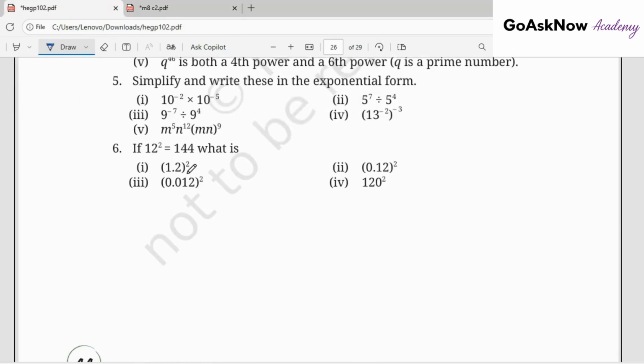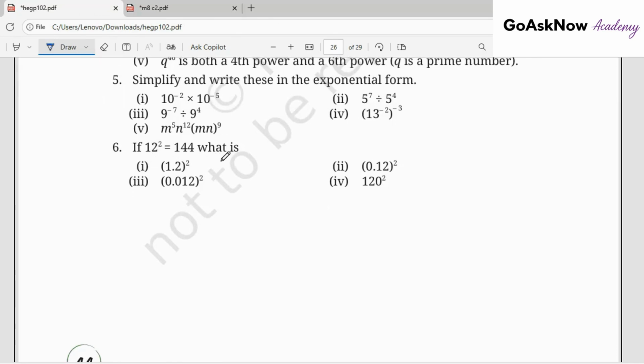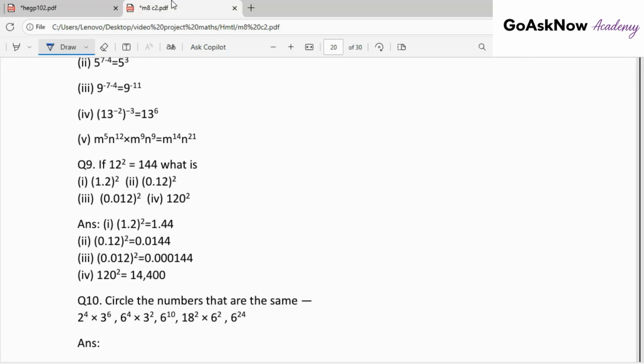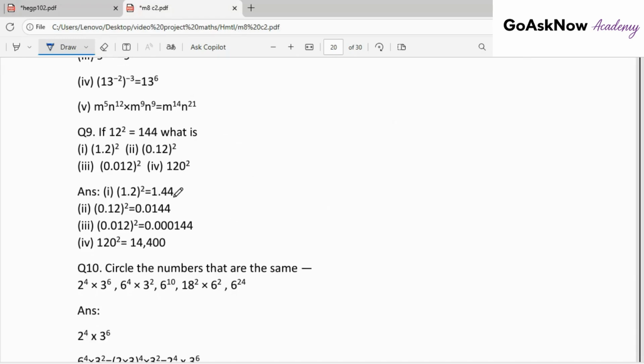Next one, if 12 square is equal to 144, what is 1.2 square? 1.2 square is equal to 1.44. 0.12 square is equal to 0.0144. 0.012 square is equal to 0.000144. 120 square is equal to 14,400.